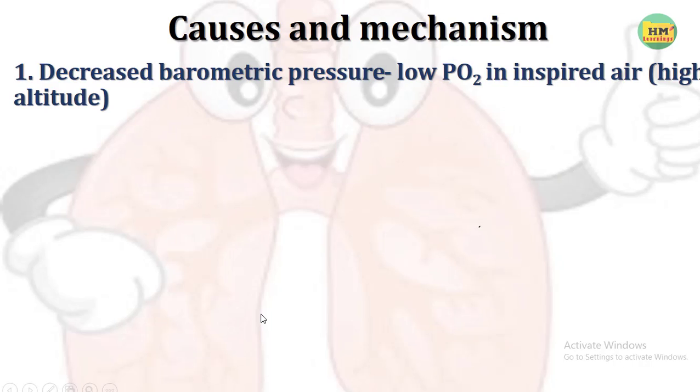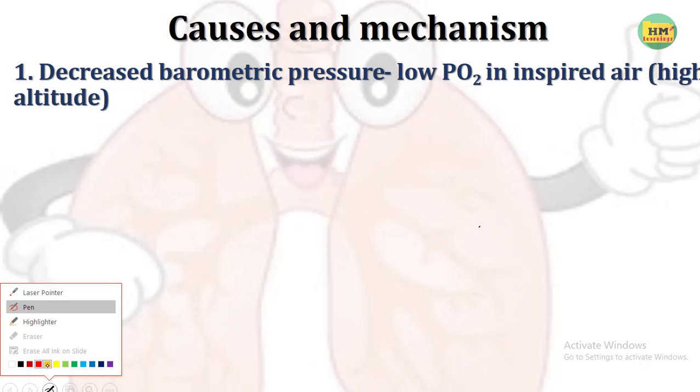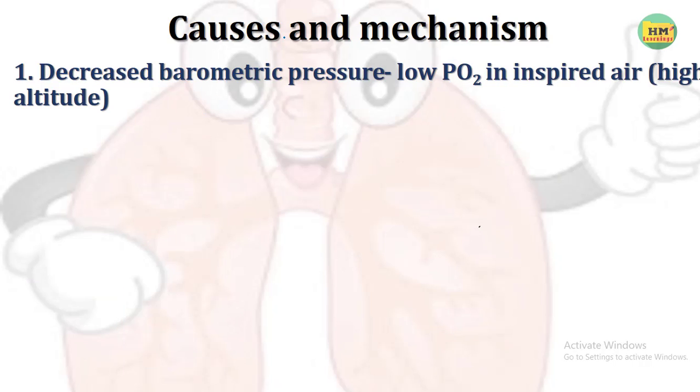So the first cause is the decreased barometric pressure. We know that at the sea level, the barometric pressure is 760 mmHg. When the person starts ascending on the mountain, what will happen? As the altitude is increasing, the atmospheric pressure starts decreasing.